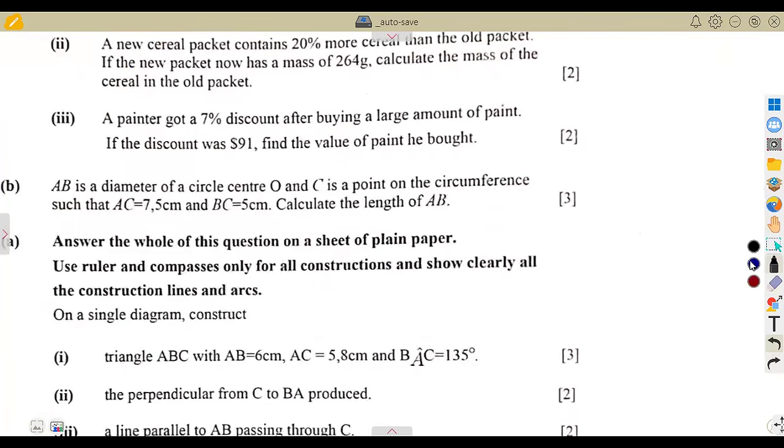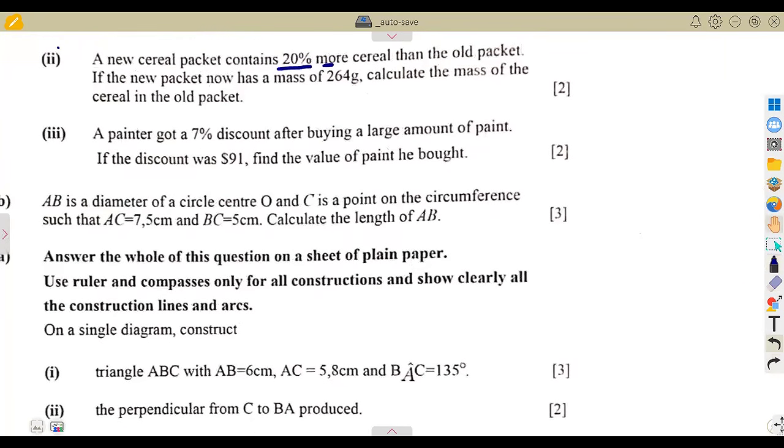And item 2, we are given that a new cereal pack contains 20% more. Take note there. It contains 20% more. That is an increase from what it was before. It now contains 20% more.